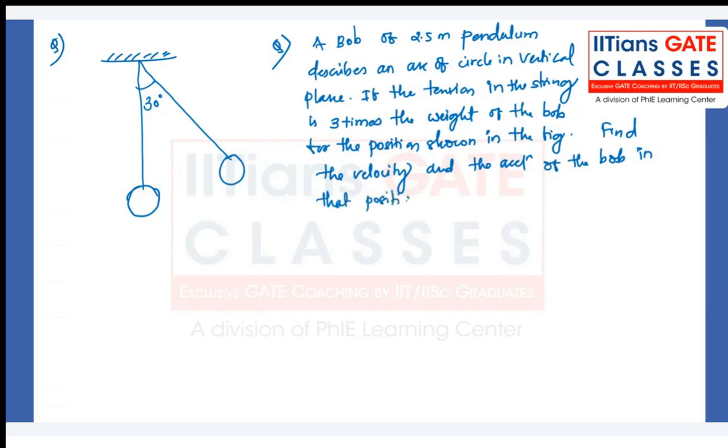Solve this question and then maybe we will end the session. I'll repeat: a bob of 2.5 meter pendulum is described by an arc of a vertical plane. If the tension in the string is 3 times the weight of the bob, so T is equal to 3 times W, for this position they are asking the velocity and the acceleration of the bob.